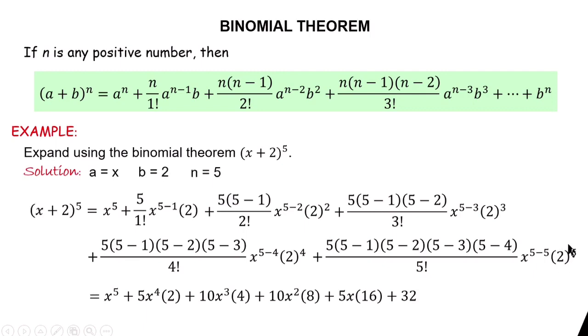So we just simplify 2 raised to 5, which is equal to 32. Simplify further, we get x raised to 5 plus 10x raised to 4. 5 times 2 is 10, plus 40x raised to 3. 10 times 4 is 40, plus 80x raised to 2. 10 times 8 is 80, plus 80x. 5 times 16 is 80, plus we copy 32. And this is the expansion of x plus 2 raised to 5 using the binomial theorem.